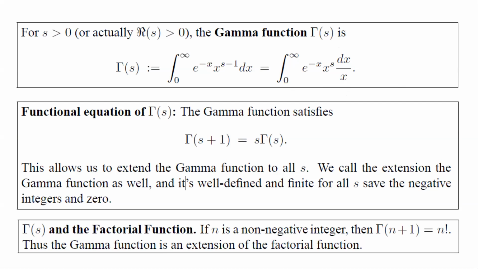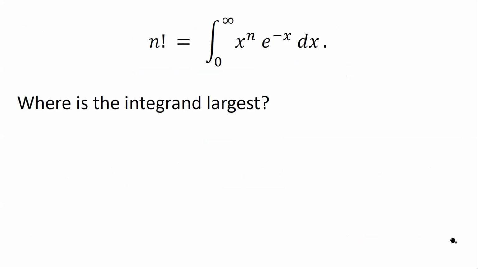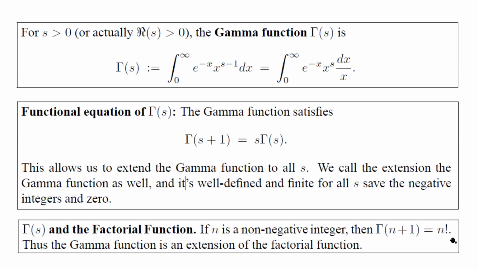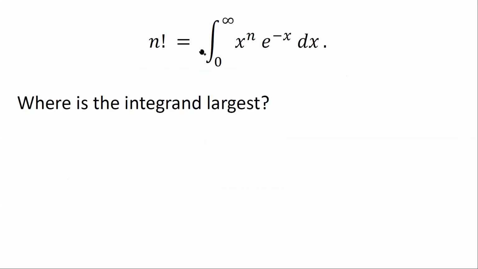Okay, so the gamma function satisfies a functional equation. Gamma of s plus 1 is s gamma of s. And from this, we get the beautiful result that gamma of n plus 1 is n factorial. So I love ending sentences with a factorial and a pair of proofs. So if we want to understand n factorial, it is just this integral. So we reduce the problem to studying this integral.